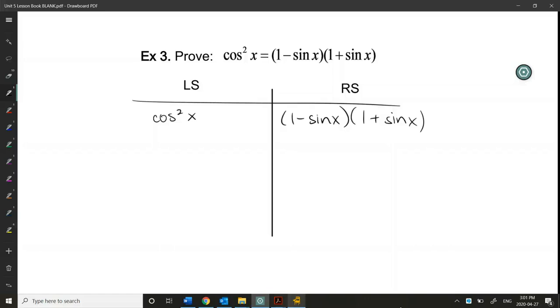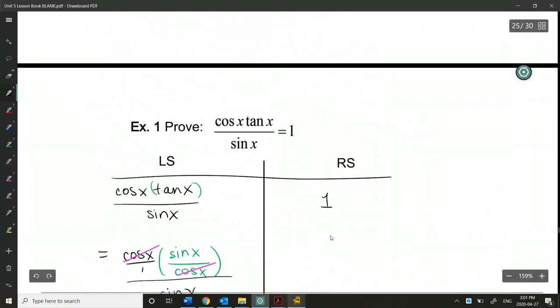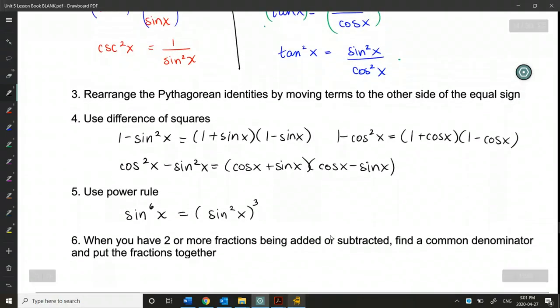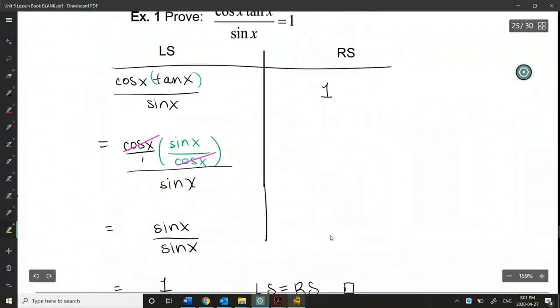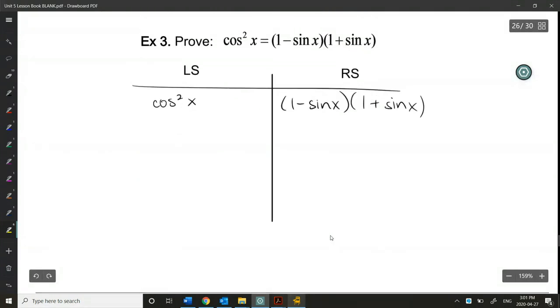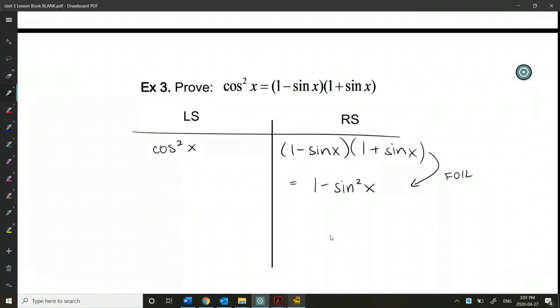So you might be noticing already that the right side has a 1 minus sin x and a 1 plus sin x, which looks similar to something that we talked about in our tips and tricks section. So if we look here, we actually have this. And I know that this is a difference of squares. So if I FOIL it out, it's actually going to give me 1 minus sine squared x. So I'm going to go ahead and write that on my next line. And that is basically just from foiling this expression.